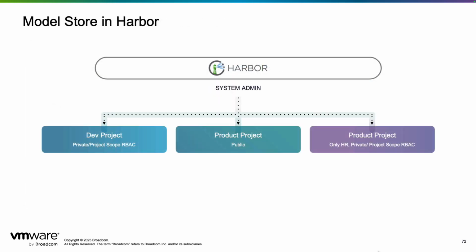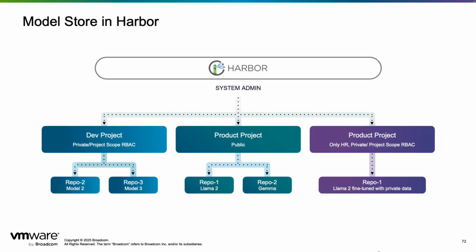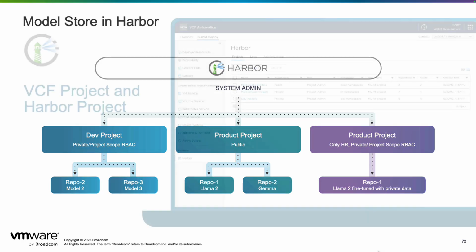So that's the full picture. Harbor is giving us different projects for different parts of our enterprise, and within each project I can store a repository. I can have a repository, and inside those repositories I will place my models. They're just files that are controlled. There is version control over them. It's a place to establish that I've got quality models here.